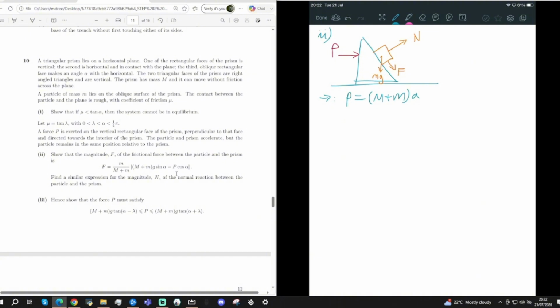We have on the particle, going horizontally, now this is still going to be the same, isn't it? Let's put my angles in. The angle there is alpha. This angle here is alpha. This angle here is alpha.